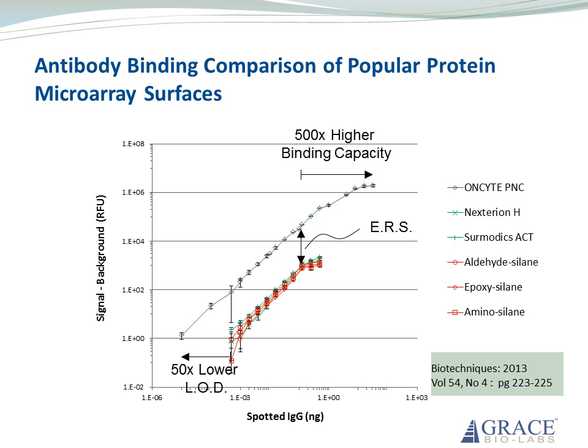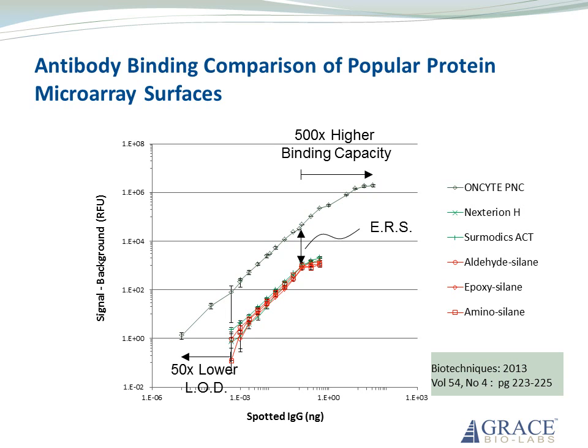ONCYTE PNC has 500 times the protein binding capacity of these other surfaces. This can extend the linear dynamic range of functional assays nearly 100-fold. Additionally, we observe much better sensitivity with ONCYTE PNC, with a 50-fold lower limit of detection. These gains in performance are primarily due to the high binding capacity of ONCYTE PNC and the retention of protein structure. There is another phenomenon we call resonance scattering amplification, which is inherent to porous film.